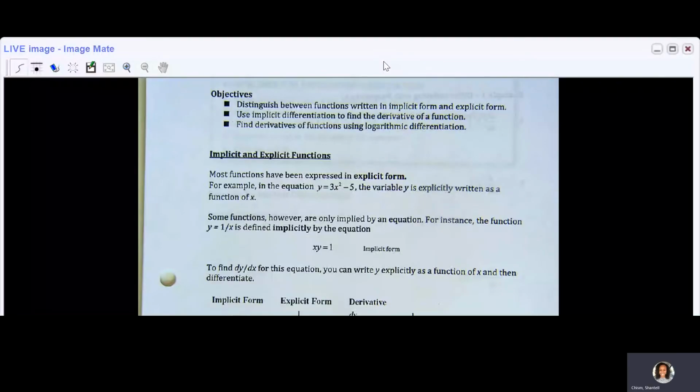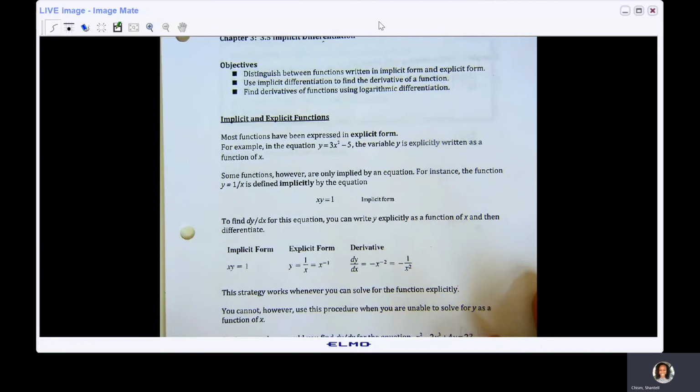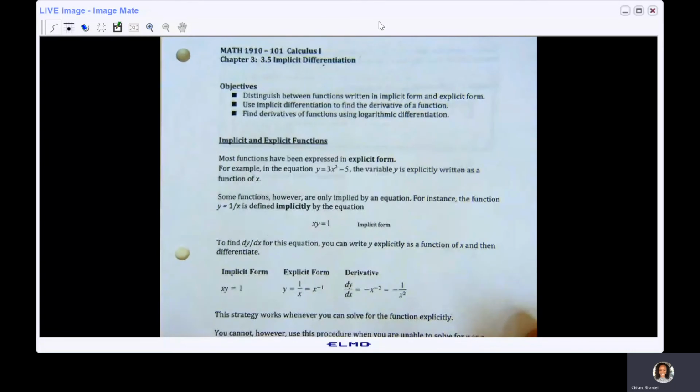So, implicit and explicit functions. Let's talk about it. Most functions are expressed in explicit form. For example, let me share my screen. We've at this point pretty much just been talking about explicit functions. So let me show you. All right, so here's 3.5, implicit differentiation.